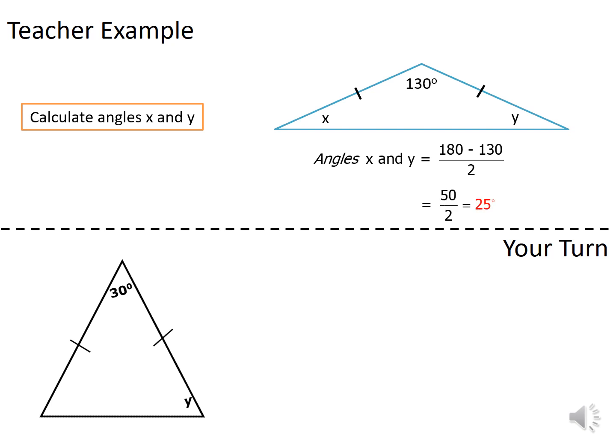Now the reason for that is, if you think about it, x and y have to add to 50 degrees, but at the same time they're also equal. And so in order to work this out, we just do 180 take away 130, and the two base angles add to 50, but they're the same. So we can just halve them or divide it by 2, and we should have got 25 degrees.